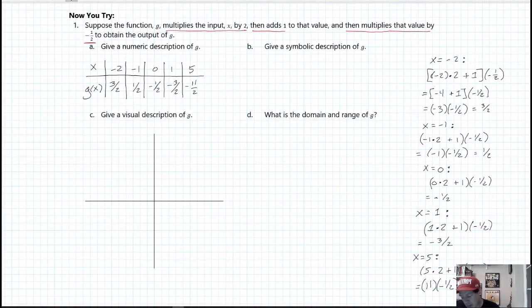We're now going to give a symbolic description of g. I'm going to give myself a little room so I can simplify after I've written it out. So the output we obtain by taking x and multiplying it by 2 and then adding 1 and then multiplying all of that by -1/2.